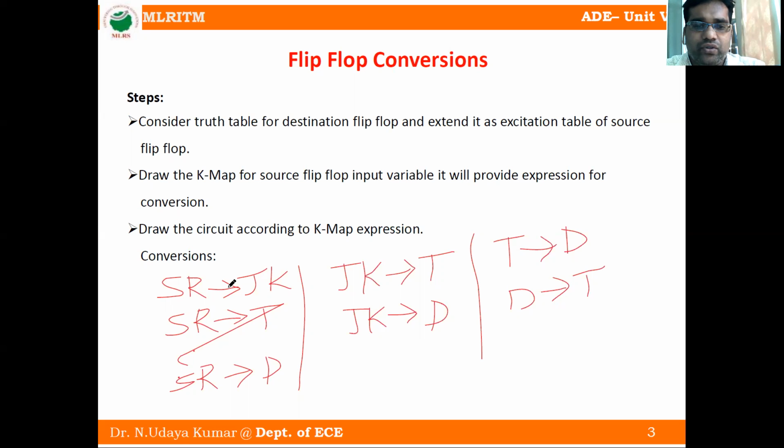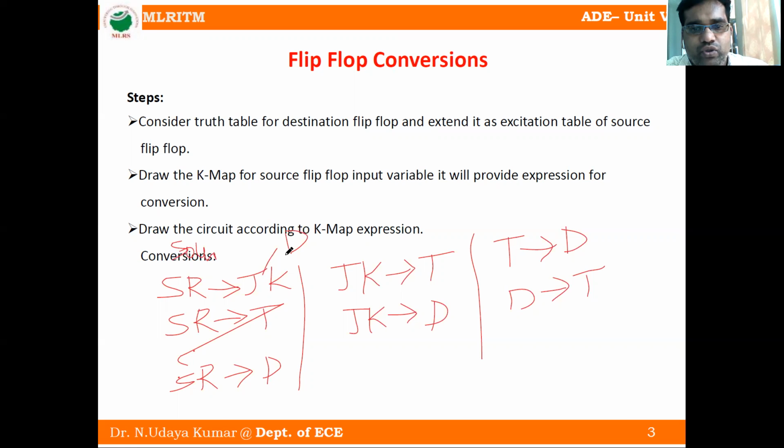So here, for example, if we take SR to JK flip-flop, we have an SR flip-flop and we need to convert from SR to JK. That means SR is the source flip-flop and JK is the destination flip-flop. From which means source, to which means destination. Now you can understand these 3 steps.